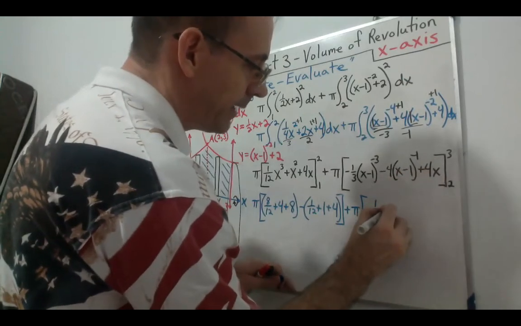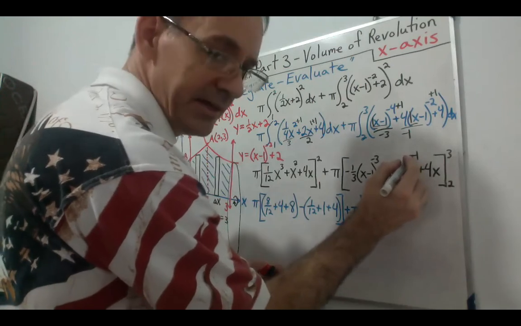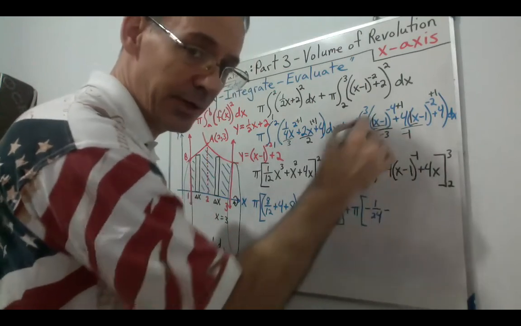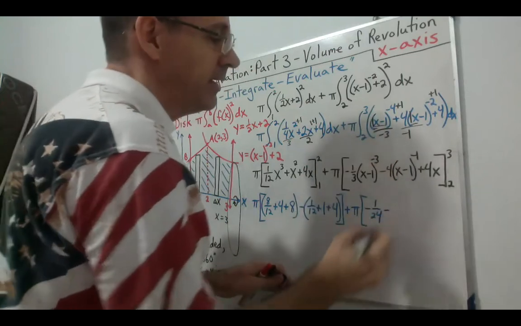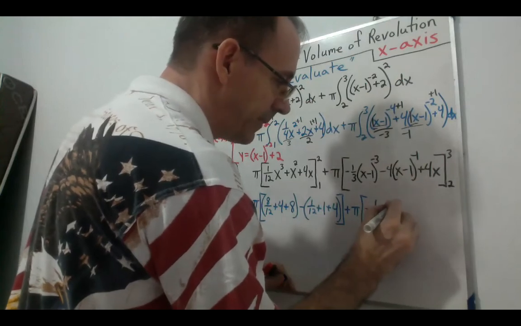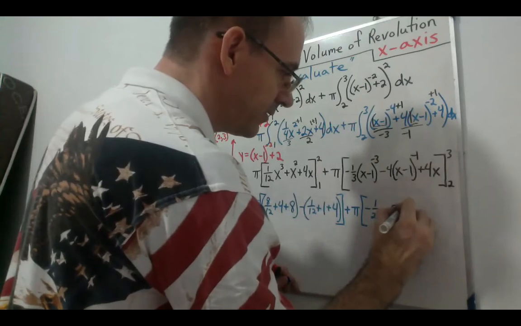Here we get minus, 3 minus 1 is 2. To the -1 means 1/2. So 2 to the -1 is 1/2. So 1/2 times 4 is 2, so we have a -2. And then 3 times 4 is 12.